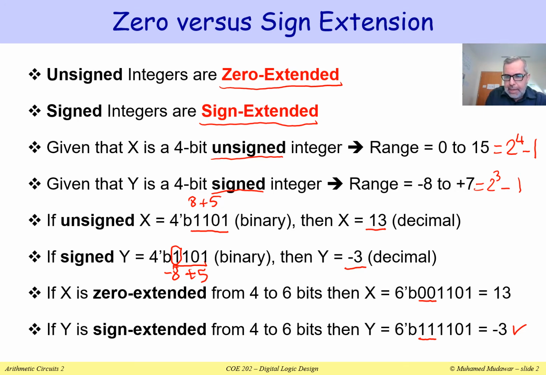Notice that the most significant bit now is the sign bit after extending y to 6 bits. So this is actually my most significant bit here, and it will have the weight, which is -32. And the remaining bits will be plus 29. If you convert 11101, it will be 29 in decimal. The most significant bit now, the sign bit, is -32. So negative 32 plus 29 will give me negative 3. So you can see that sign extension does not change the value of a signed integer.